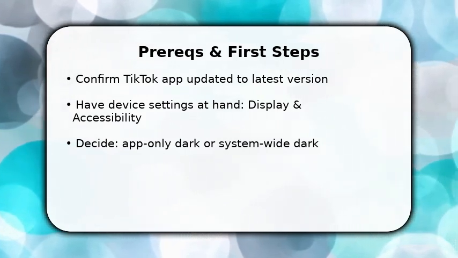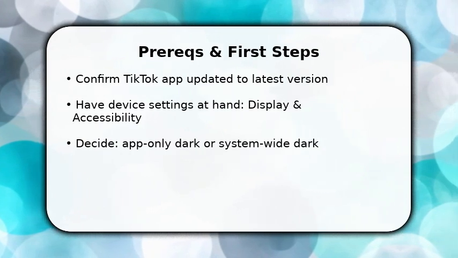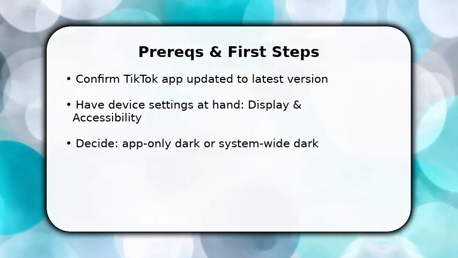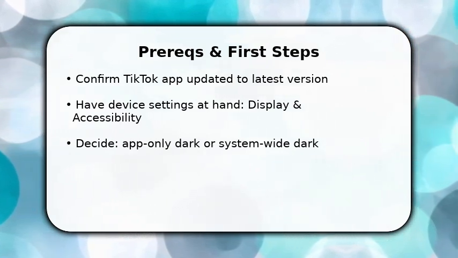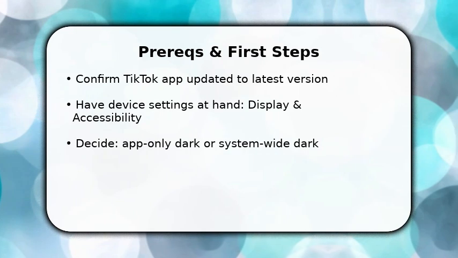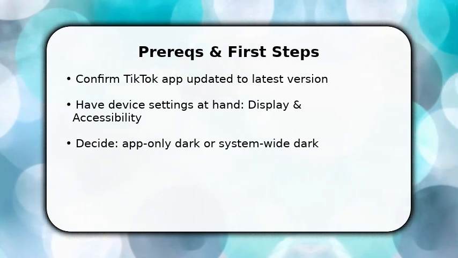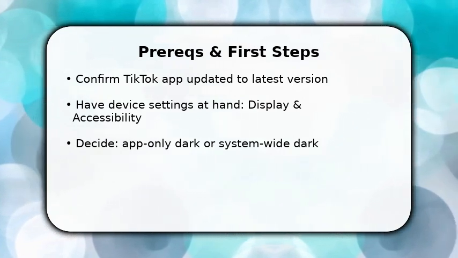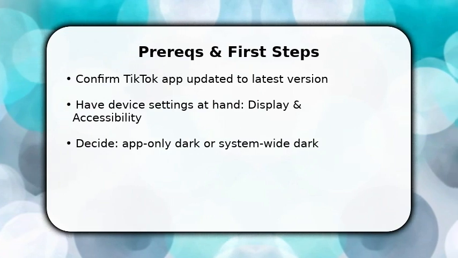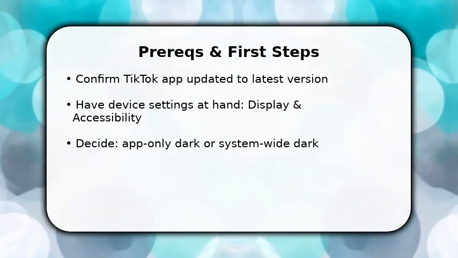Once done, go to your profile and tap the three-line menu. Make sure to check your device display settings next. Some phones force app appearance. Now, tap Settings and Privacy inside TikTok because that's where appearance controls live. This first step sets the context, so subsequent toggles apply correctly, and you won't chase conflicting system preferences.